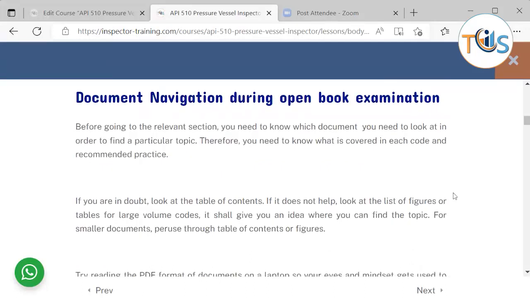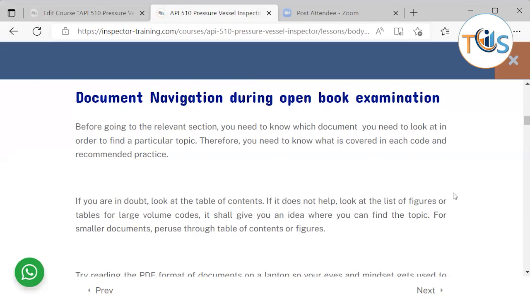Okay, let's go to document navigation during the open book examination. So before going to the relevant section, as I said, you need to know which document you need to look at in order to find a particular topic. So you should know roughly where you can find that piece of information to solve an open book question. On top of that, you need to know which section you need to go to.